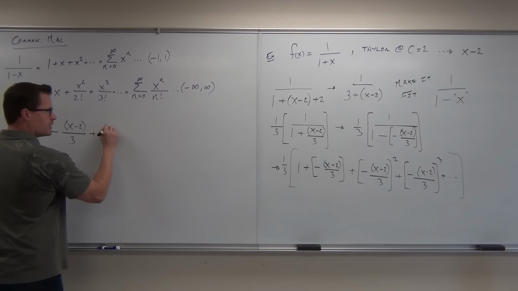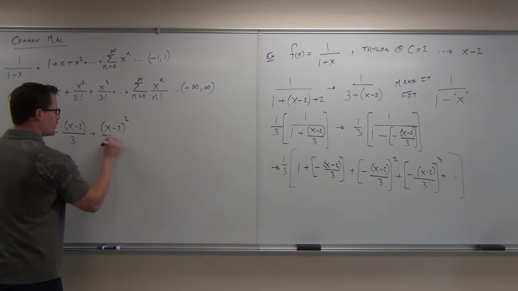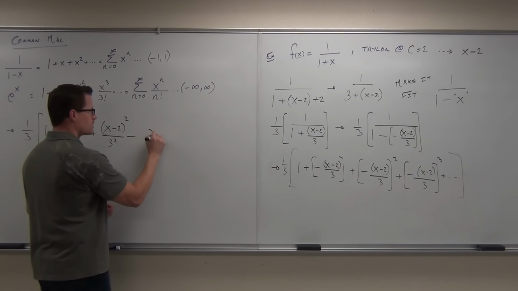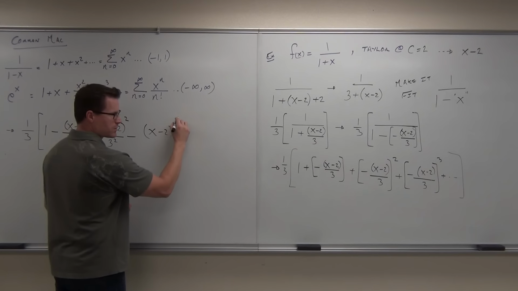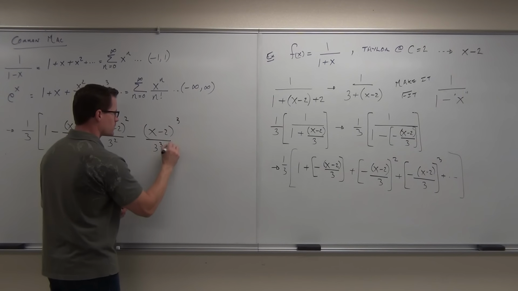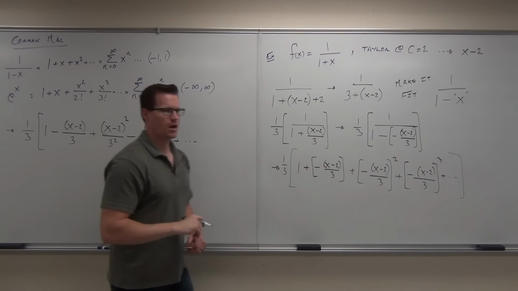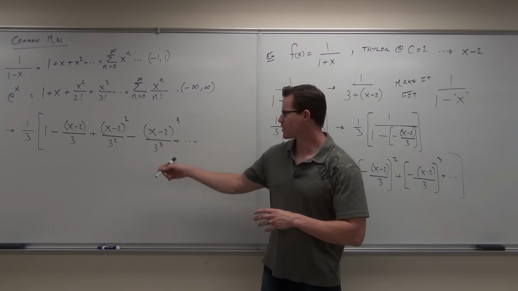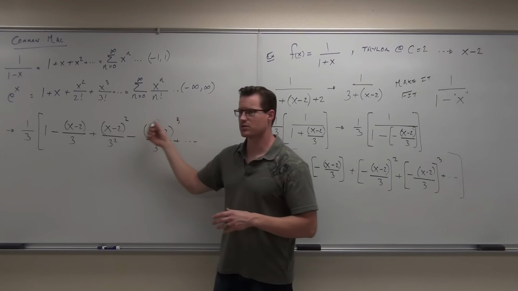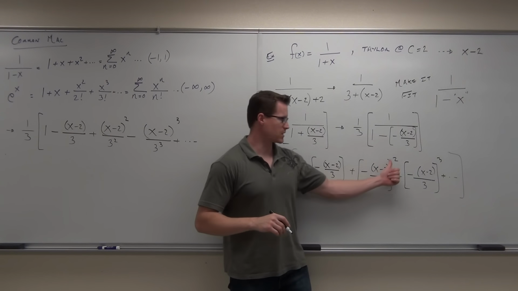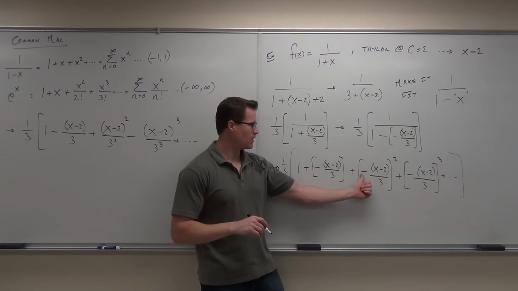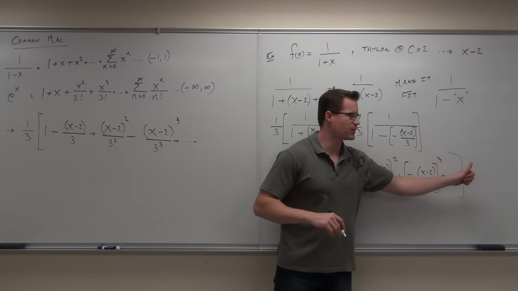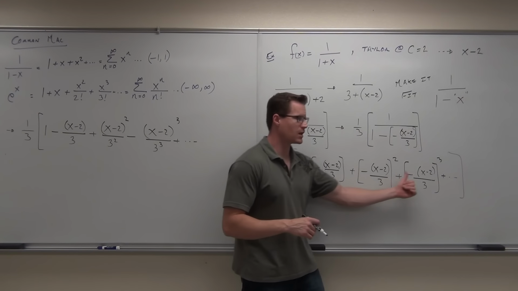We're going to have x minus 2 squared over 3 squared. Yes? We're going to have a minus, x minus 2 to the 3rd over 3 to the 3rd. Then it's going to be a plus, and so forth and so on. Can you make it down that far with me? You see where we're getting the x minus 2 to the 1st and to the 2nd and to the 3rd. We're doing positive, negative, positive, negative, positive. And we have 3 to the 1st and 2nd and 3rd and 4th.